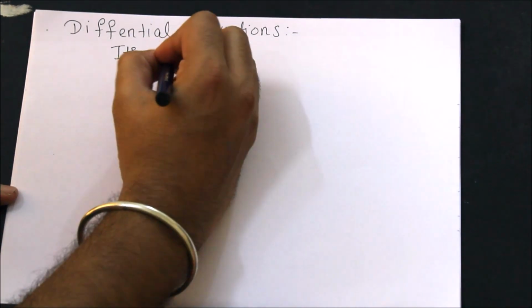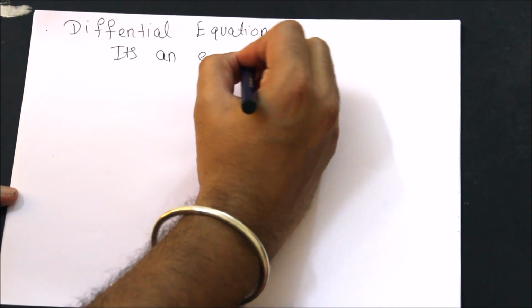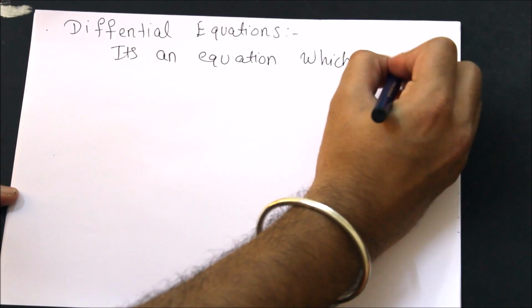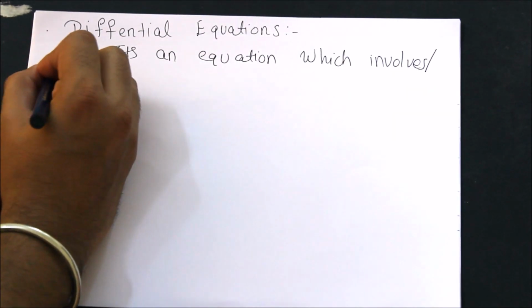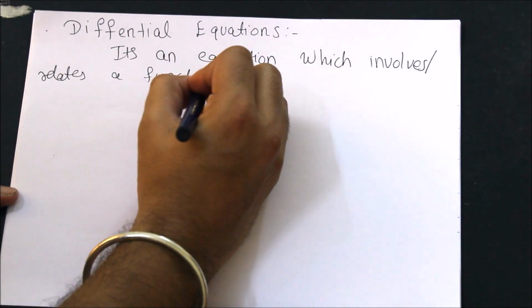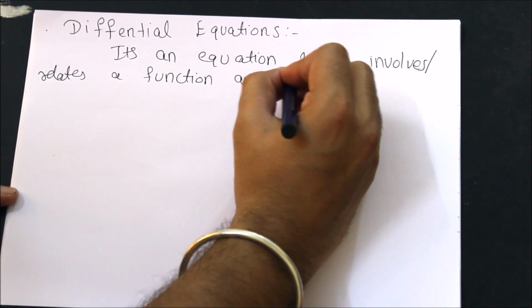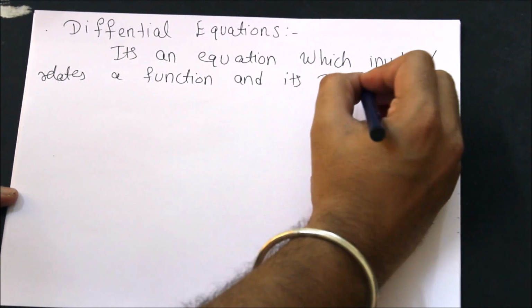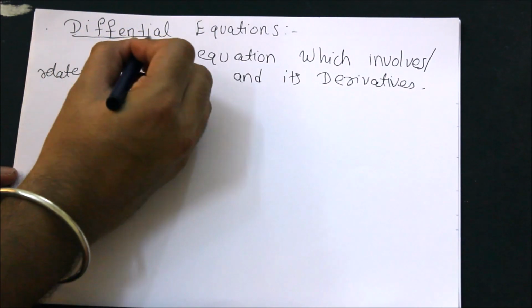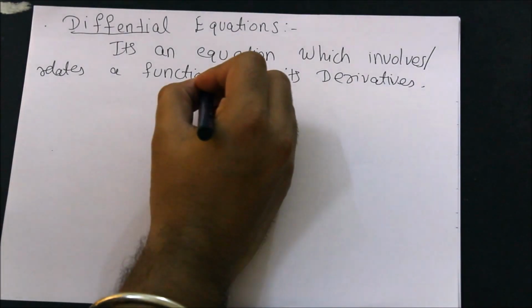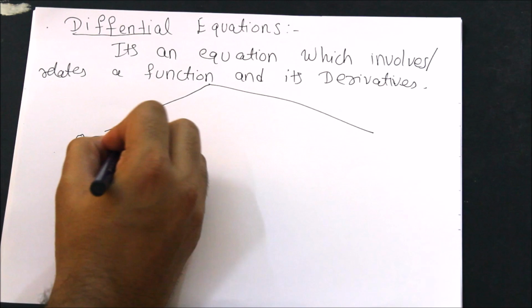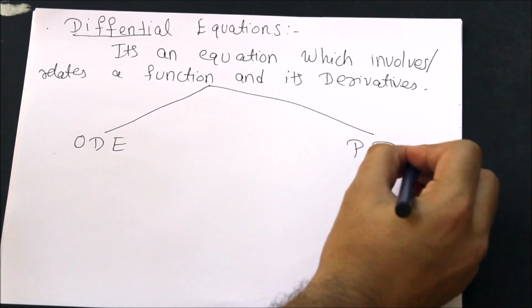A differential equation is an equation which involves, or you can say which relates, a function and its derivatives. Whenever you have an equation which involves a function and its derivatives, such an equation is called a differential equation. These differential equations are usually categorized as ordinary differential equations and partial differential equations.